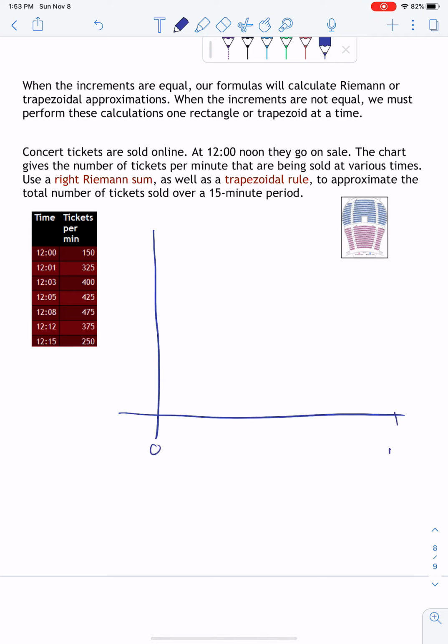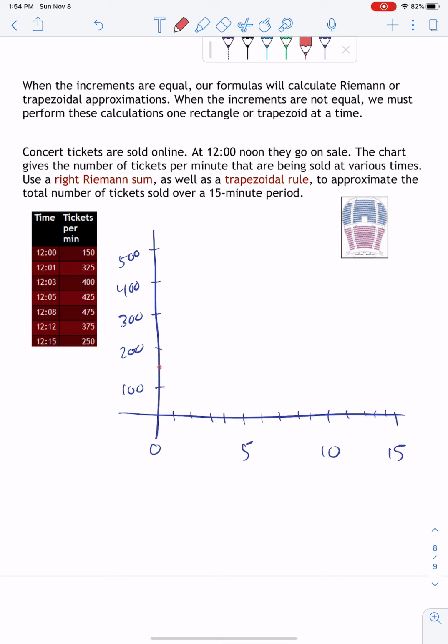here's 0 minutes, here's 15 minutes, which makes this 10 and this 5. So 1, 2, 3, 4, 6, 7, 8, 9, 10, 11, 12, 13, 14. And then it tells me the number of tickets sold. We're going to count up by, let's say this is 100, this is 200, this is 300, this is 400. And you don't have to draw this. I just want you to kind of see what's going on. Because when I look at this table, it tells me the time on the left. Okay, so at 0 minutes, there was 150 tickets sold.